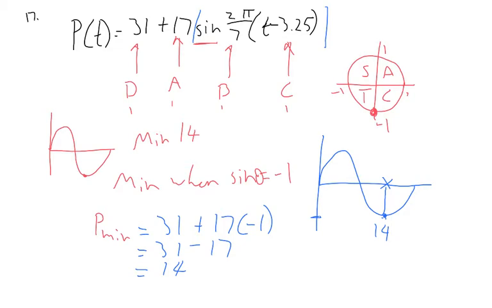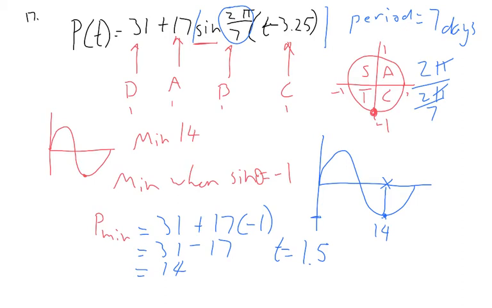And you'll see t equals 1.5 days. Because if you look up here, your period is 7 days. Remember, period is 2 pi over b. So if you were to rearrange that, that's going to be 2 pi over 2 pi over 7, which becomes 2 pi times 7 over 2 pi, they cancel out. So you can see that the period is 7 days. And you'll see that the minimum occurs at 1.5 days into the week.